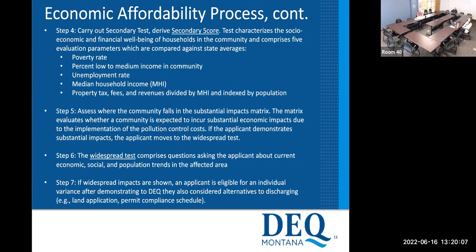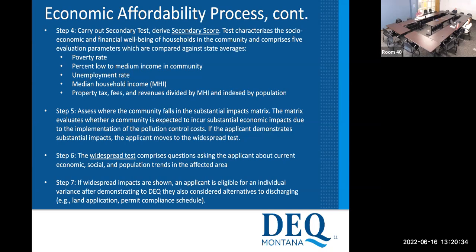This test characterizes the socioeconomic and financial well-being of households in a community, and it's comprised of 5 evaluation parameters which are compared against state averages. These factors are the poverty rate of the community, the percent low to median income in the community, the unemployment rate, and the median household income, or MHI.